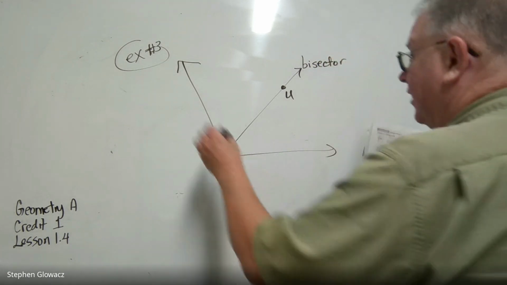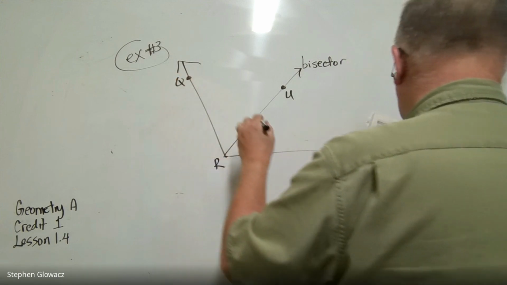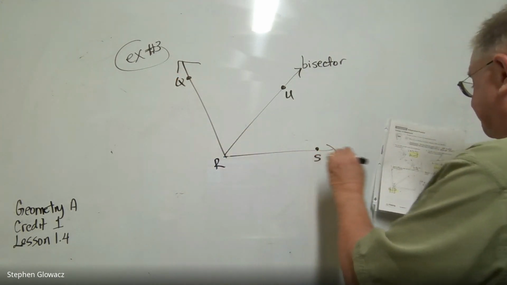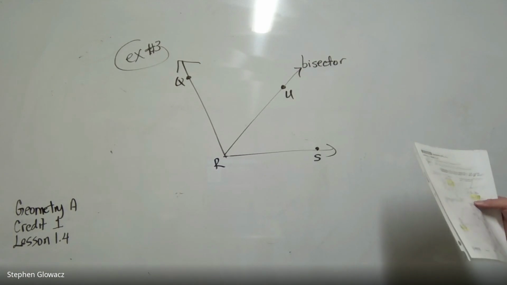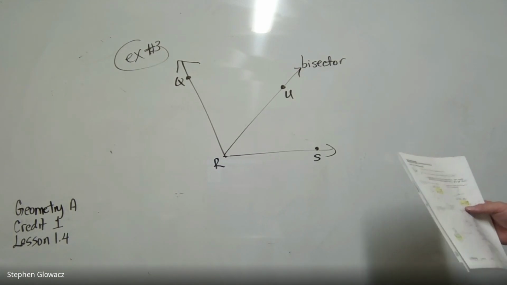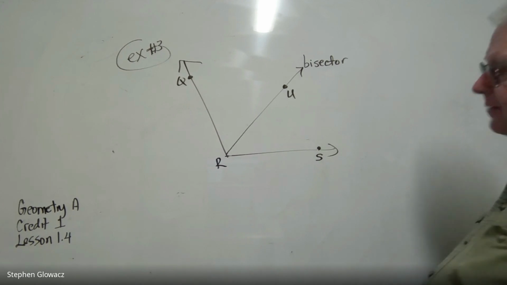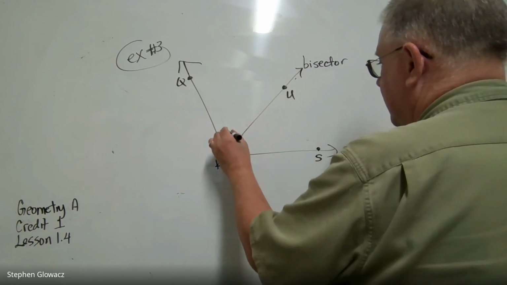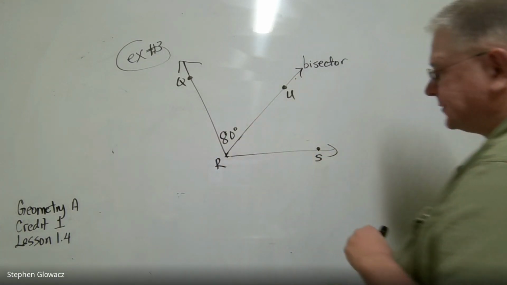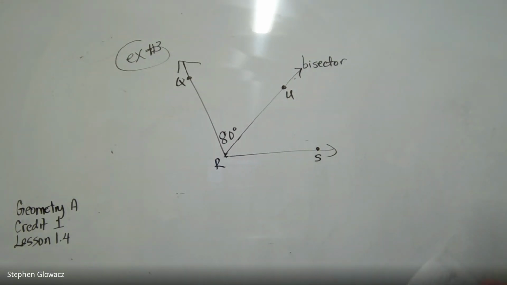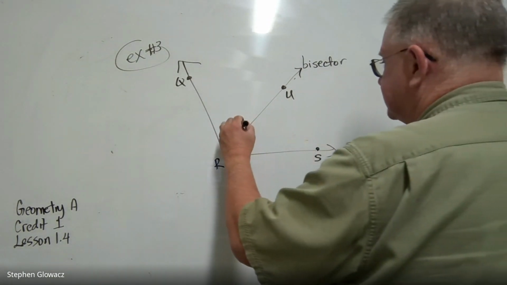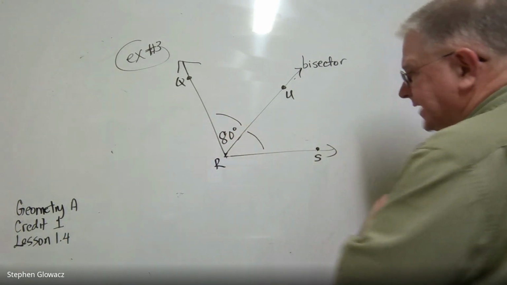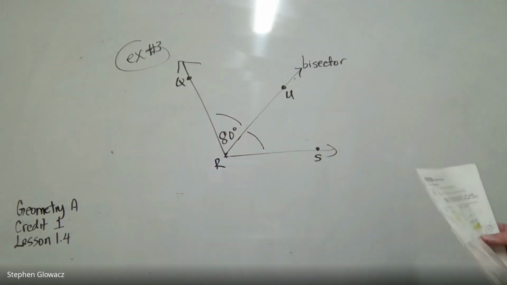And then over here we have, this is Q and this is S. And we're told that angle QRU is 70 degrees. Well, in our example, we're going to use 80 degrees. So here's QRU, and that's going to be 80 degrees. Now remember, this is a bisector, so that means this angle and this angle are the same measure.